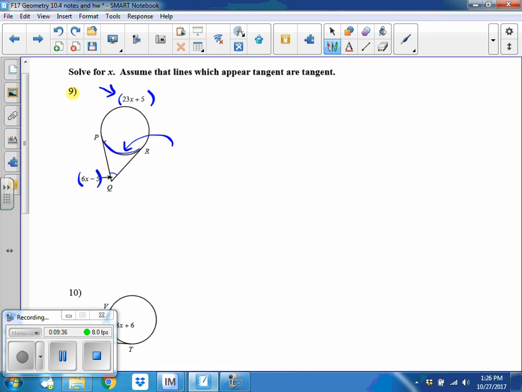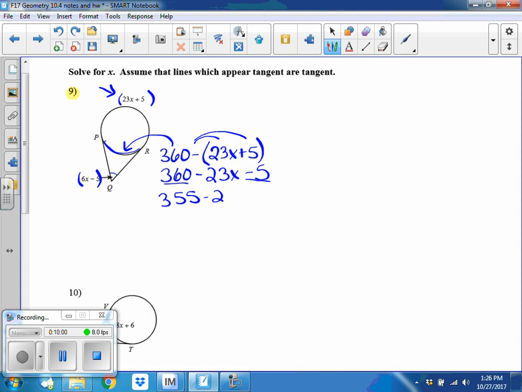And so let's name that. So 360 minus 23x plus 5. This is why it's important to put 23x plus 5 in parentheses so that you get that correct. So now it's like distributing a negative. So that's 360 minus 23x minus 5. If I combine these, I get 355 minus 23x. So our inside arc is 355 minus 23x. So that is what I'm going to use in my equation.